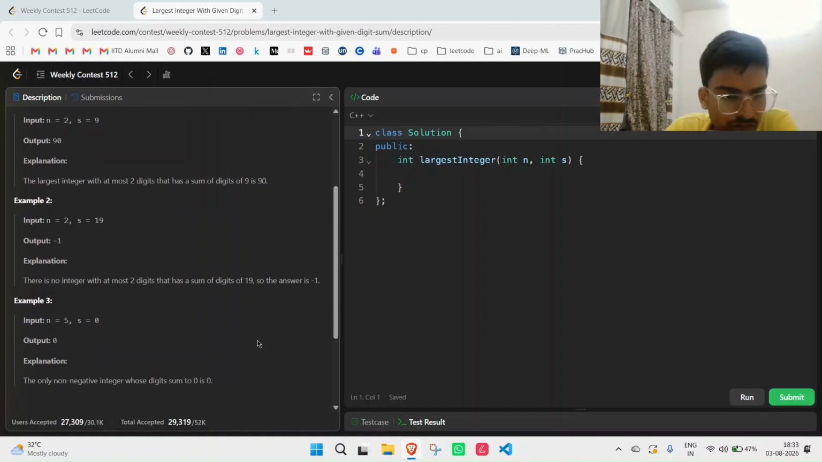Okay, for n equal to 5 and s equal to 0, the only non-negative integer whose digits sum to 0 is 0.